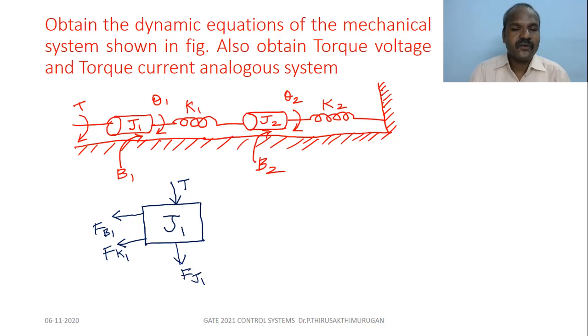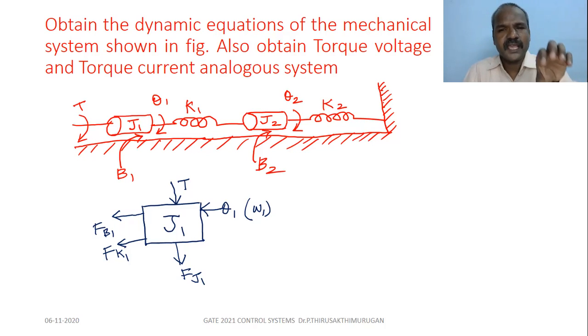Okay, so what is the output for this? So theta 1 is the output for this J. So the displacement is theta 1, the velocity omega 1. Okay, so first you draw the free body diagram like this. So first draw the J, then J1, J2, J3, etc.